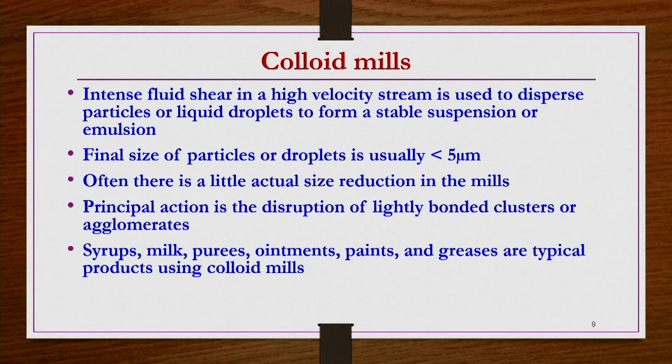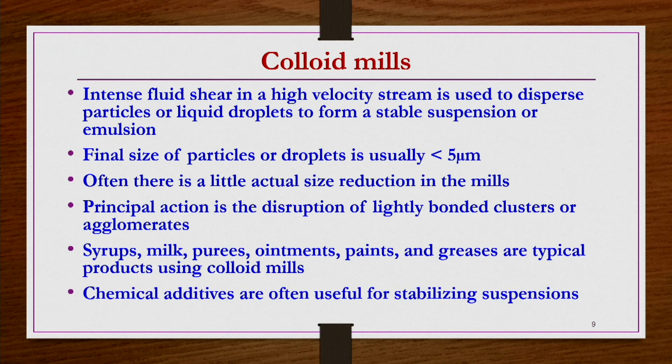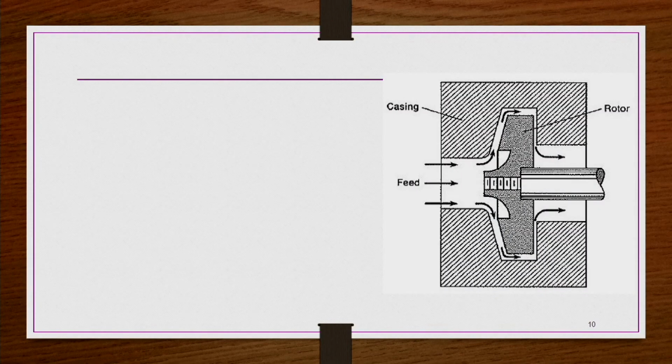In general, syrups, milk, purees, ointments, paints and greases are typical products using colloidal mills. Chemical additives are often useful for stabilizing suspensions as well. In the typical schematic, we have a casing for the colloid mill, and there is a rotor with a disc-like shape.